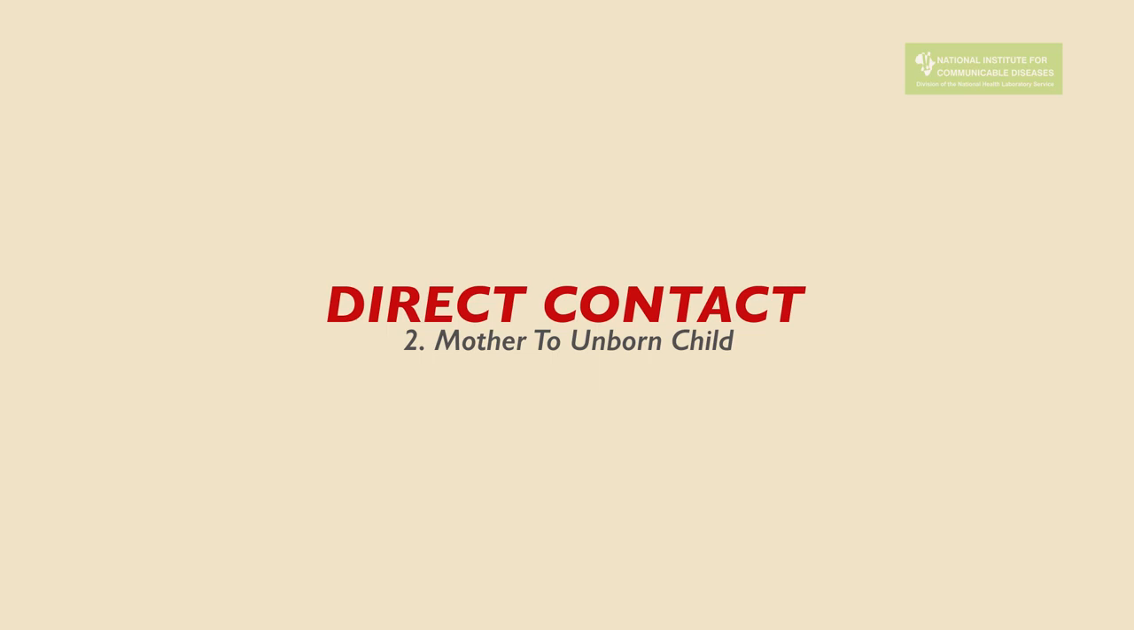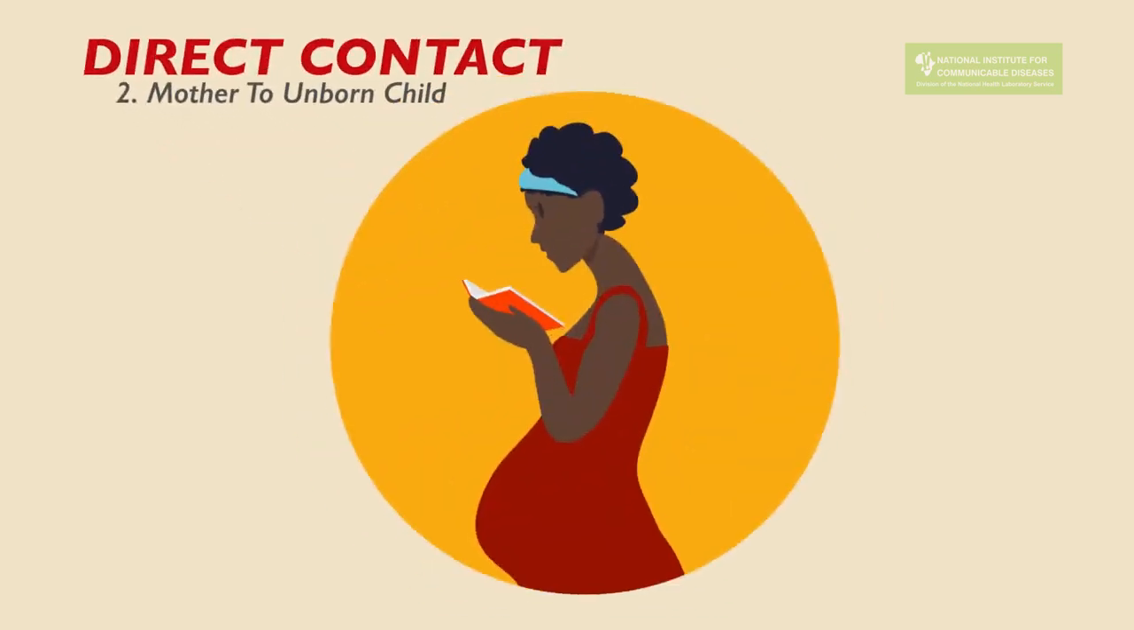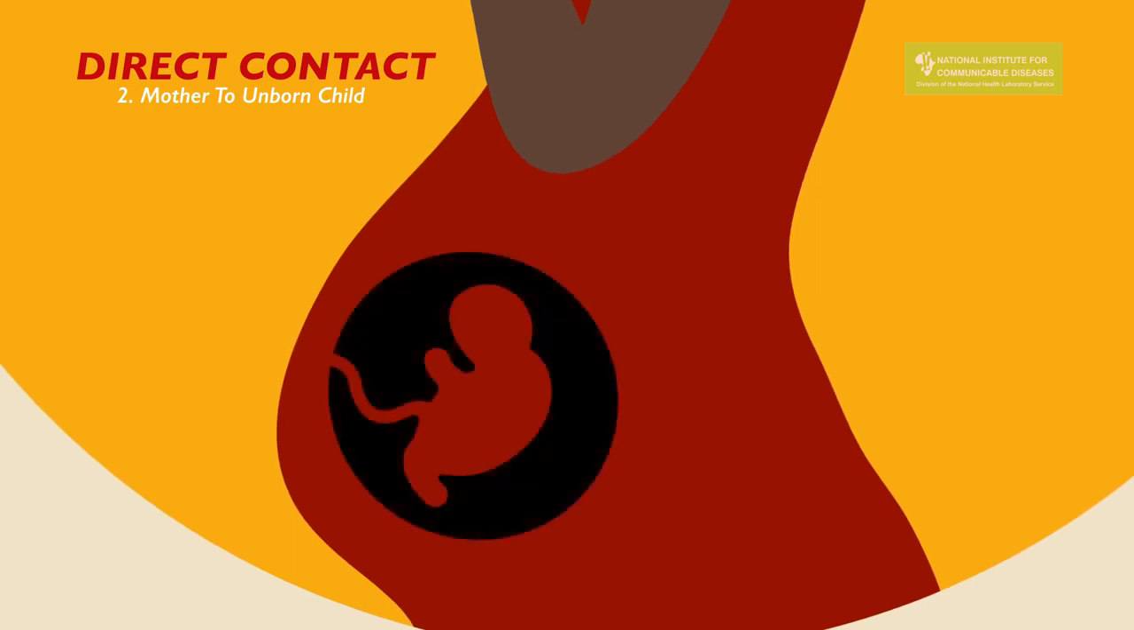Mother to unborn child. A pregnant woman may pass germs that cause infectious diseases to her unborn baby. Some germs can pass through the placenta. Germs in the vagina can be transmitted to the baby during birth.